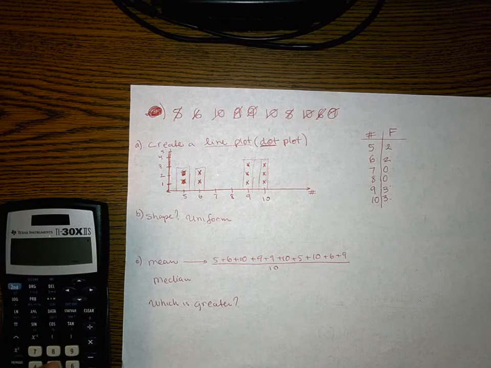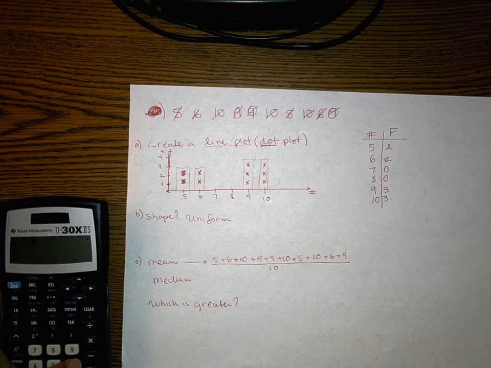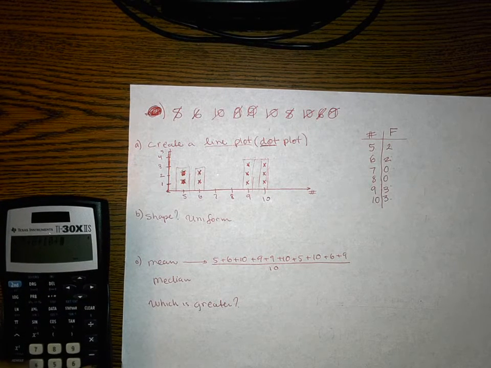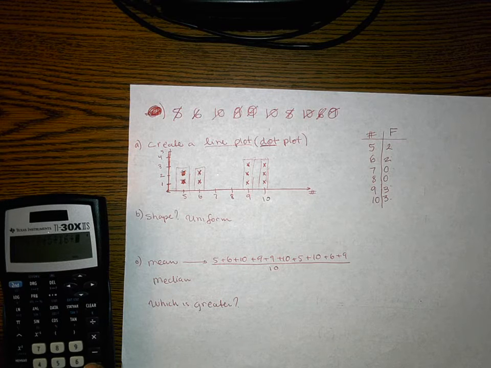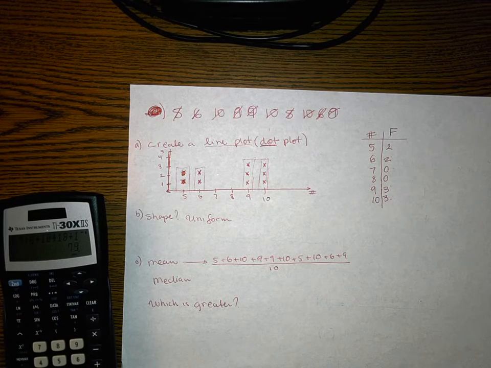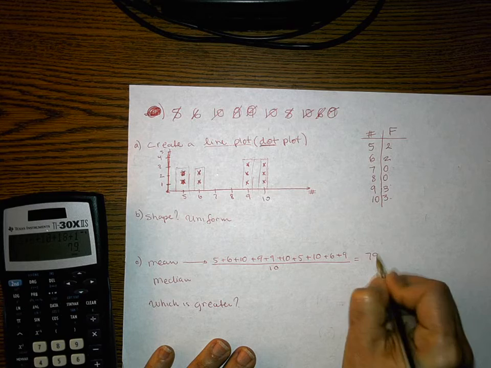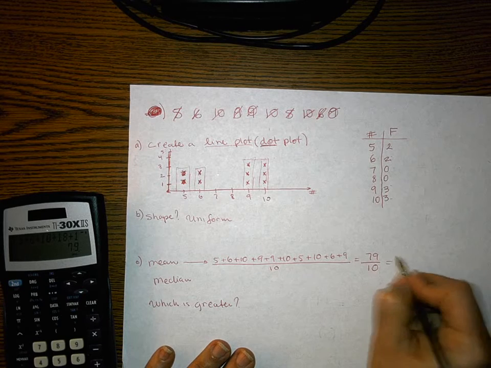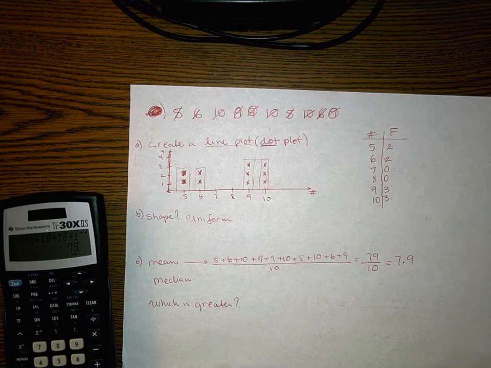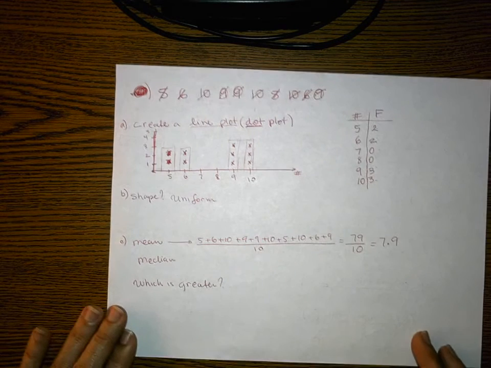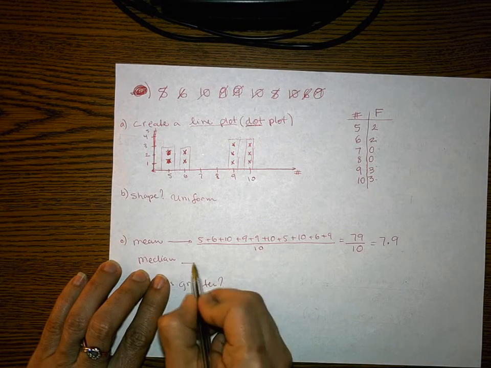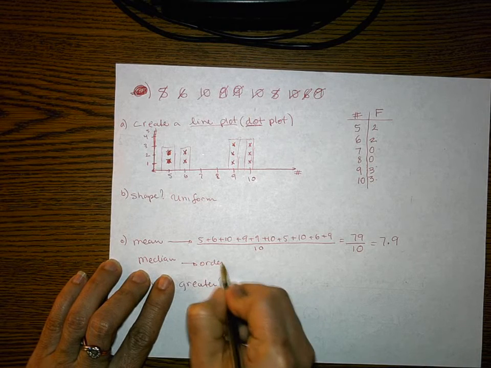5 plus 6 plus 10 plus 9 twice plus 10 plus 5 plus 10 and 6 is 16 and plus 9. And I get 79. 79 divided by 10 is 7.9. So there is my mean, that's my average. Now, if I was to find the median, I need to put the data set in order. So order first, from least to greatest.